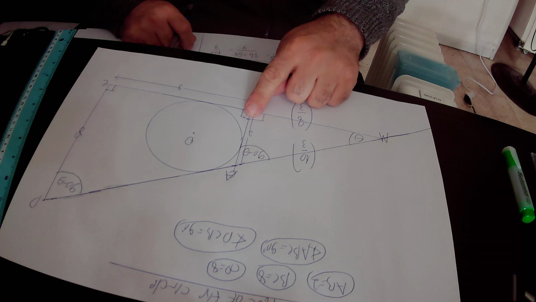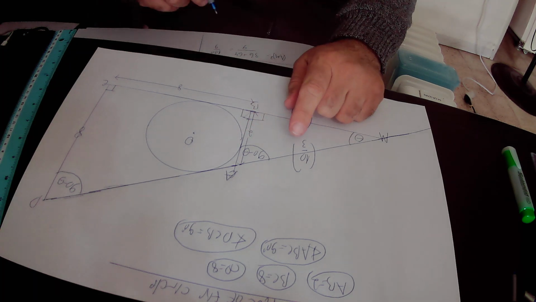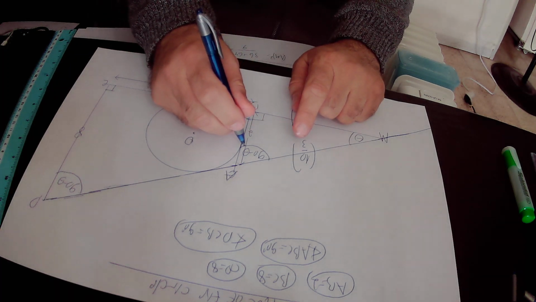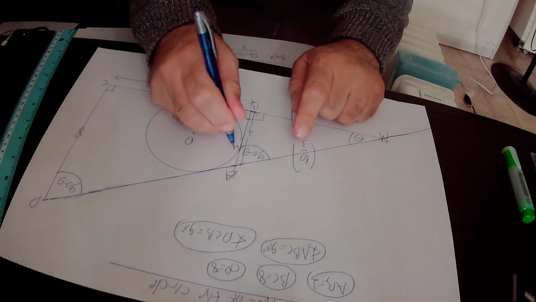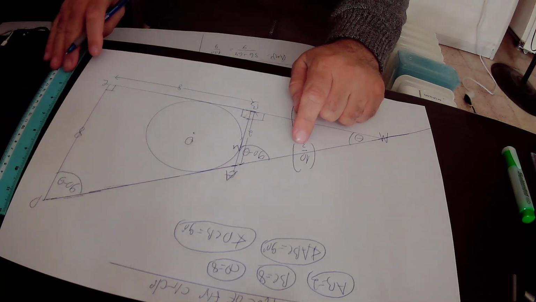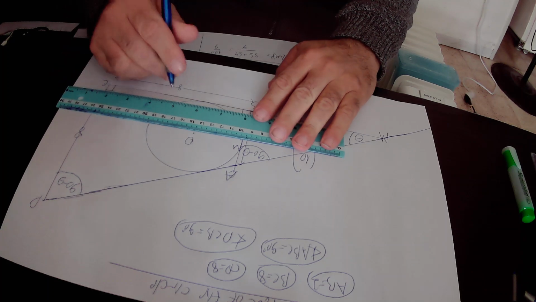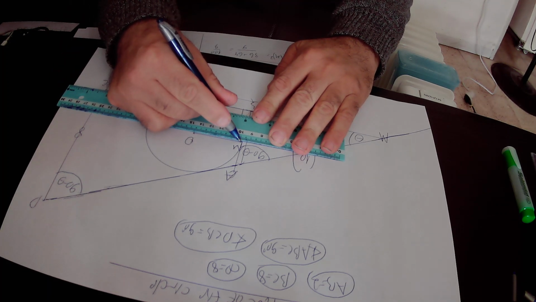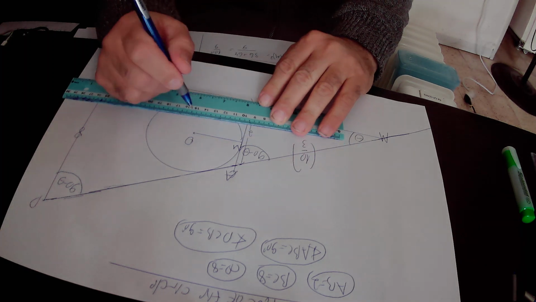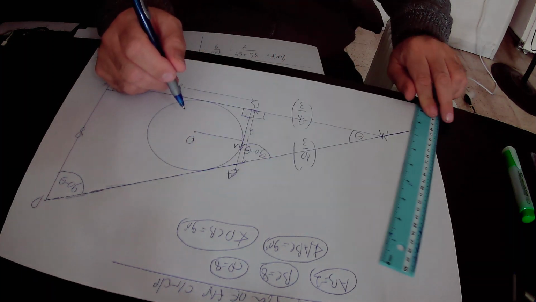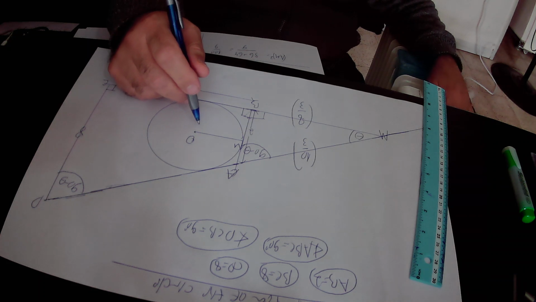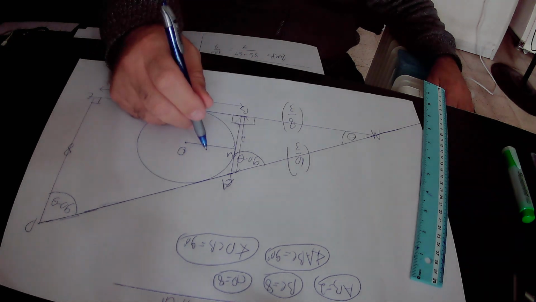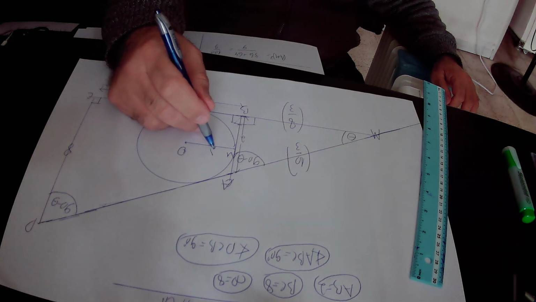AB is tangent to the circle at this point. We define the point of tangency as M. And then we join points O and M together by a straight line. Point O is the center of the circle. Point M is the point on the circle itself. Therefore, OM is the radius of the circle that we will define as X.